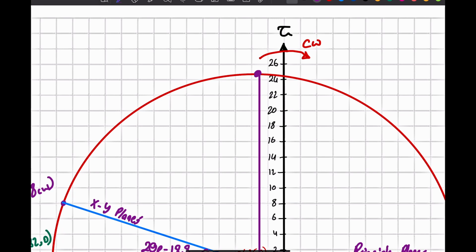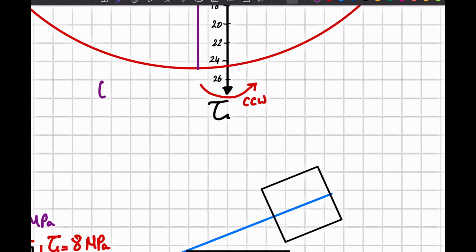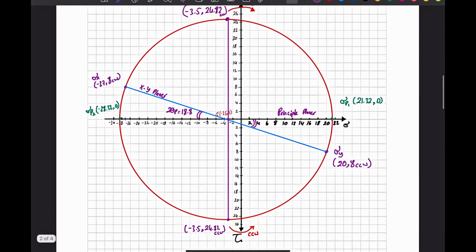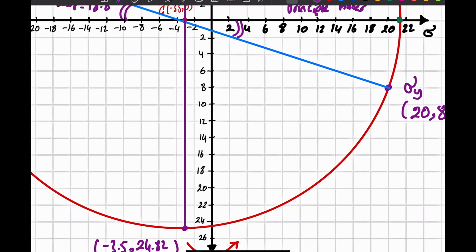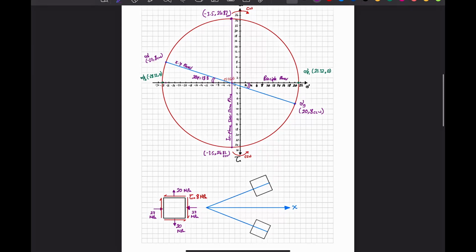So the x value, which is the sigma value, is negative 3.5, and then I do have 24.82, and I'm going to write next to it clockwise. At the bottom, I do have also negative 3.5 because we are on the left, and then I'm going to say 24.82 counterclockwise. This is the point, and that's the point. I'm going to call this line the in-plane shear stress plane, okay, or planes.